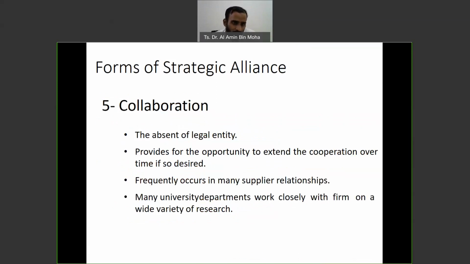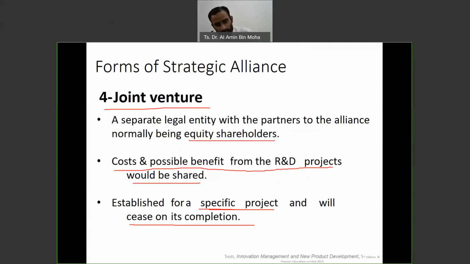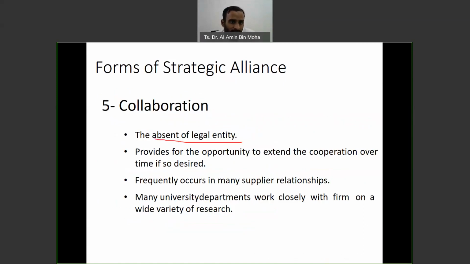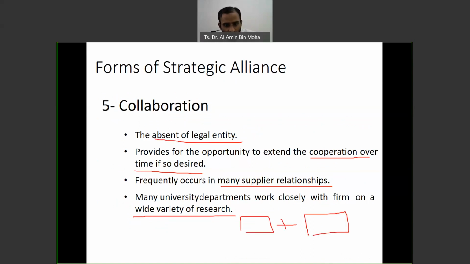We have collaboration. Okay, here is joint venture per project. Collaboration, you collaborate. Okay, and usually it's absent of a legal entity, and it provides the opportunity to extend the cooperation over time, if so desired. Extending the cooperation over time frequently occurs in many supplier relationships, and many university departments work closely with firms on a wide variety of research. Usually, a company collaborates with academia, a research center, or a university.